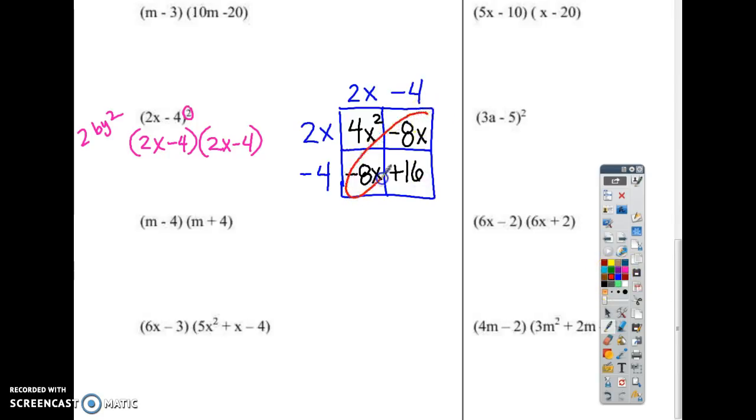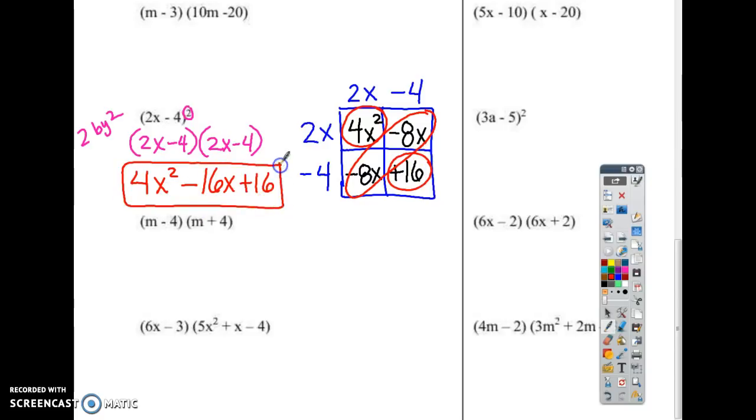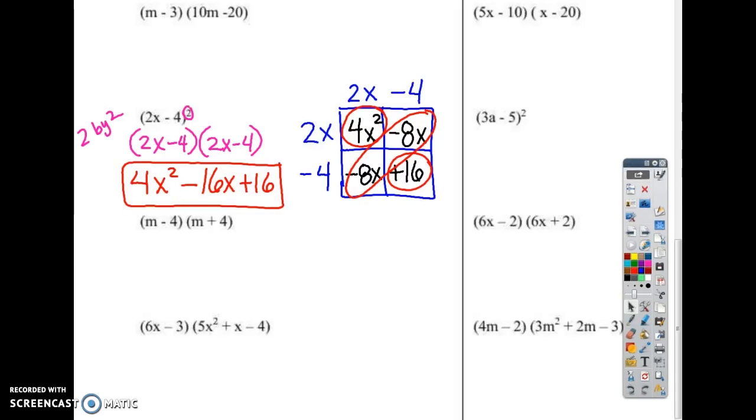Alright? So the middle terms look alike because they both have an x. So you're going to add them. What's negative 8 plus a negative 8? No, not a positive. Negative 16. So my final answer is going to be 4x squared minus 16x. I got that from the middle. When you add these two, it gives you a negative 16. And then plus 16 at the end. Okay? Do this one by yourself. Pause the video.